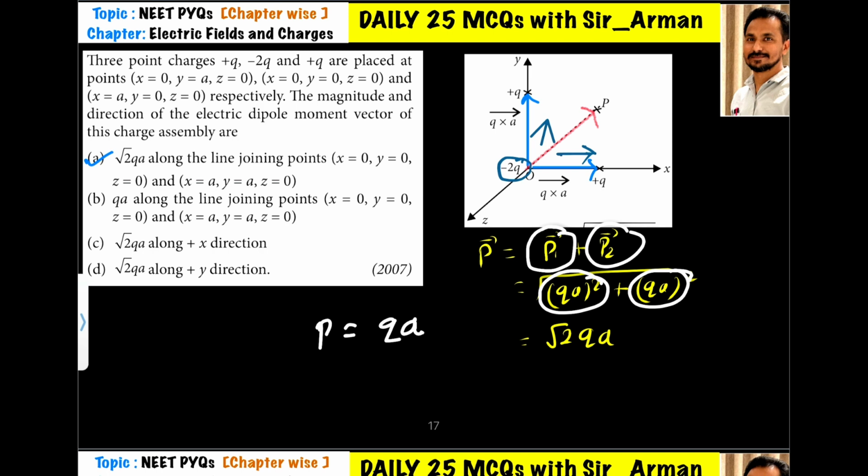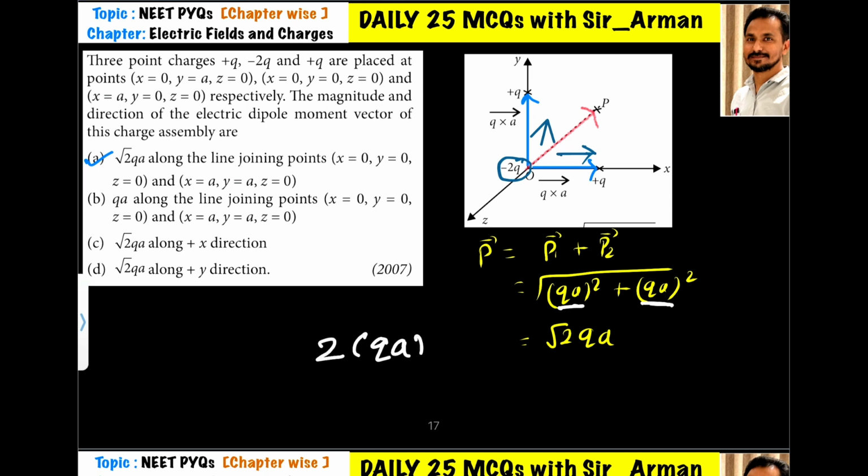So p equals the square root of p1 square plus p2 square plus 2 p1 p2 cos 90. The remaining part will be 0. So it is the square root of qa square plus qa square, so it is 2 into qa square under the root. This will become root 2 into qa. So root 2 into qa, we have three options, right?